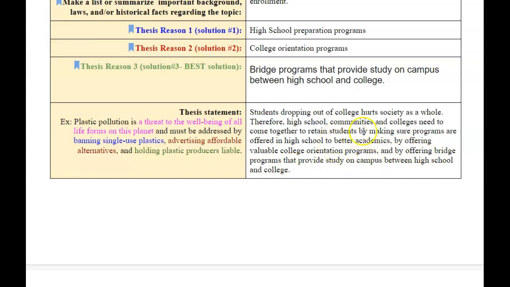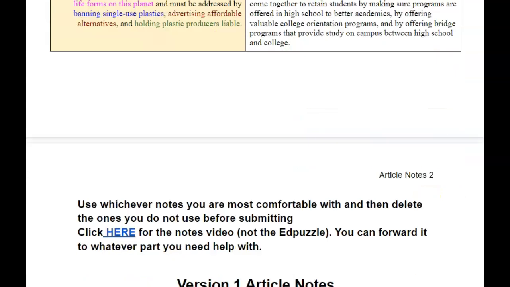So you'll notice we use parallel structure. I have by making sure, by offering valuable, by offering bridge. So there's 3 bys that make the thesis statement parallel.